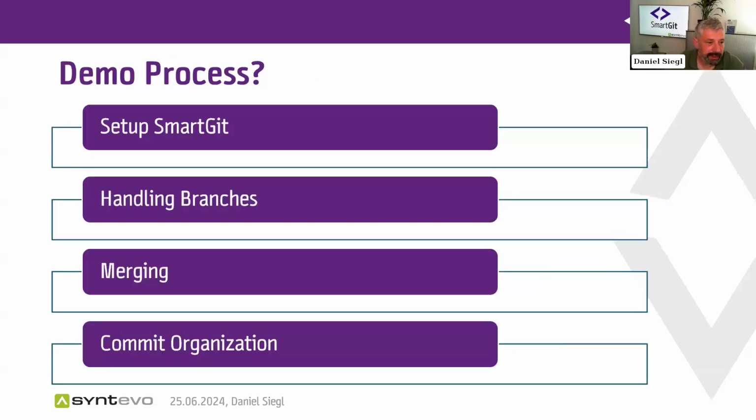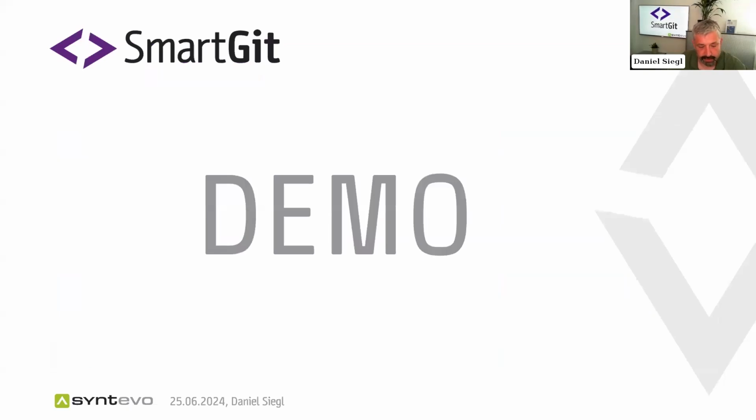So what will I show you in the demo? We will start with a half-fresh computer. We will set up SmartGit. We will clone a repo from GitHub. I will show you some handling with branches. We will try to merge code, and we will look into the commit organization, how we can organize commits. So now off to the demo.